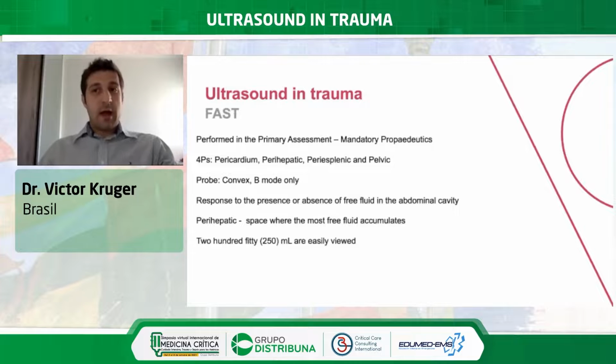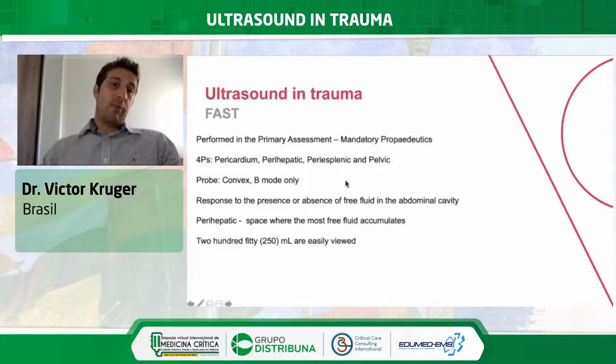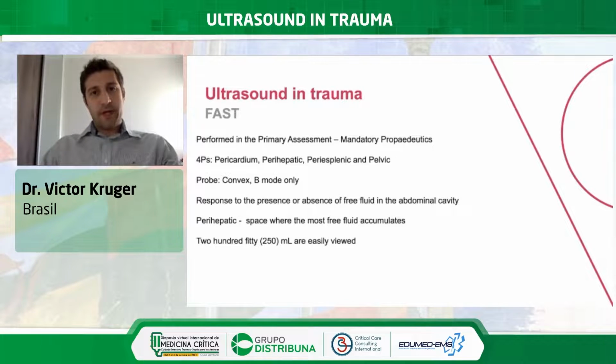Let's talk about the FAST. The primary survey needs to be performed. It's a mandatory propedeutic. It's the only way that you can look for the cause of shock and hypotension in these patients. It's the 4 P's: pericardium, perihepatic, perisplenic, and pelvic cavity.